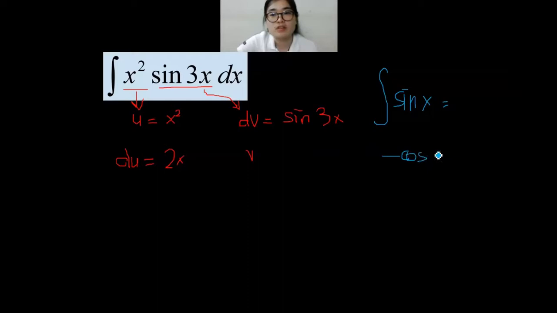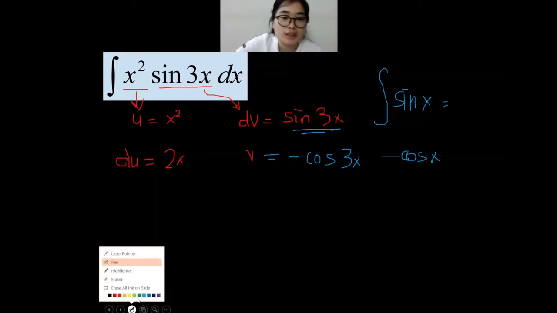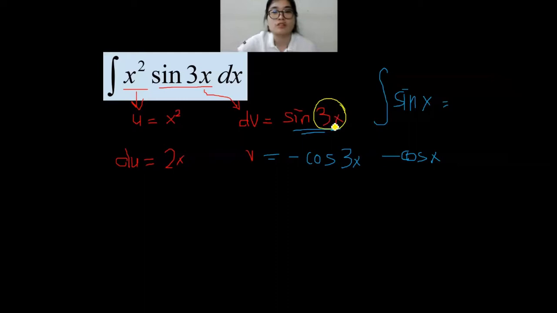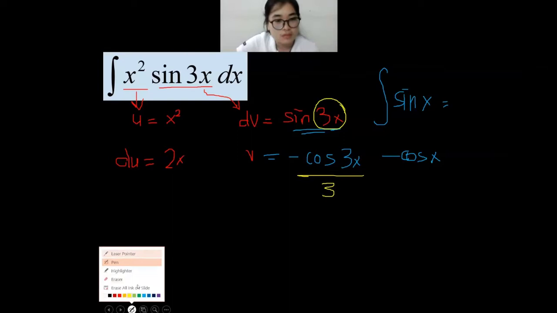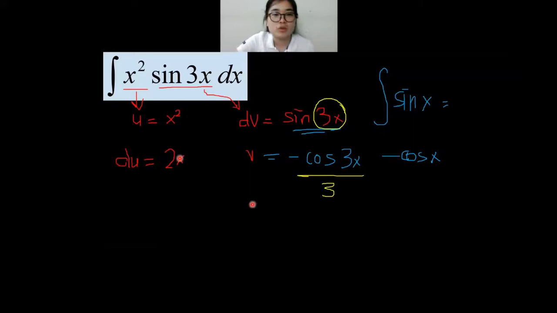So from this one we can see we will get negative cos 3x, correct? But one thing here, the x here consists of the 3, so that means we need to divide by the 3 also. All right, can you understand here? Okay, so after we get the du and also the v, then we can continue our step.